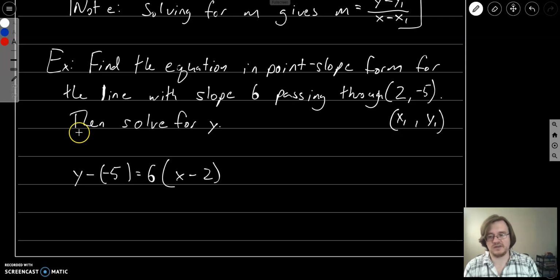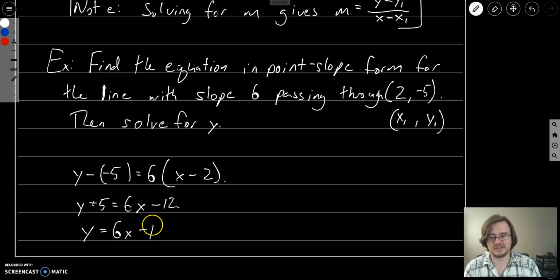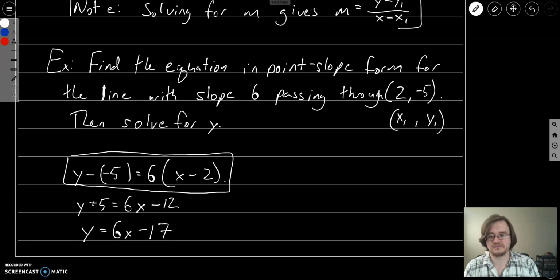Quite often questions will ask you to solve for y. This is simply because it's a little bit easier to understand the equation when it's solved for y. So right away we'll see that y minus negative 5 is just y plus 5. I'll distribute the 6 on this side, so we'll have 6x minus 12. And then I'll subtract 5 from both sides to get y is equal to 6x, and negative 12 minus 5 is negative 17. So here's point-slope form. Here is the equation solved for y.